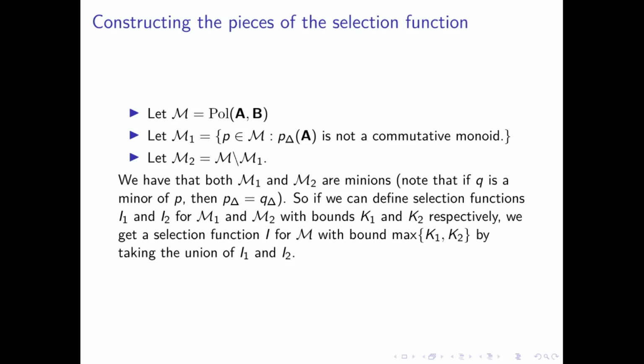So what you can do is define a selection function I1 for M1 and a selection function I2 for M2. If they're both bounded, then you'll get a selection function for M by just taking the max of the bounds. They'll both still play nice with taking minors because M1 and M2 are both minions, so those conditions will be satisfied. So when you take the union of the functions, that condition will still be satisfied.